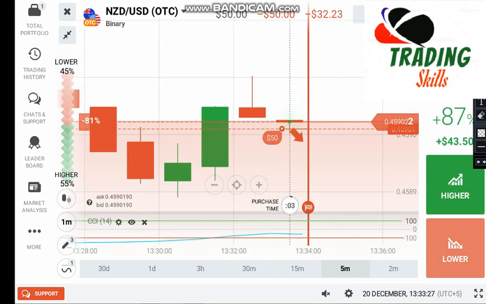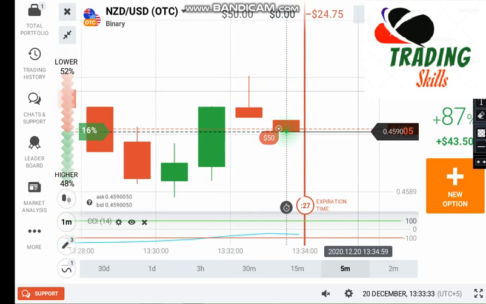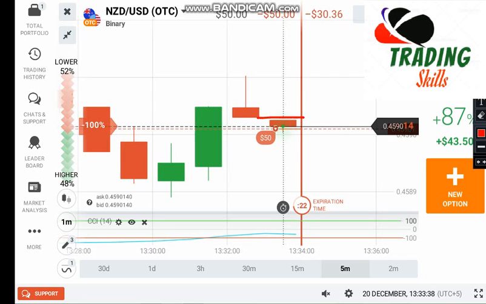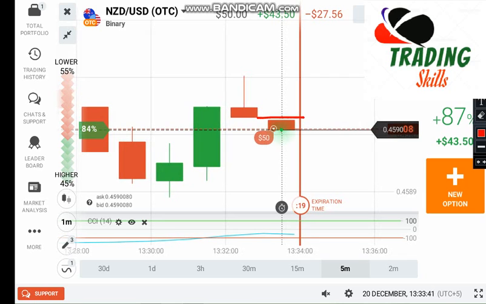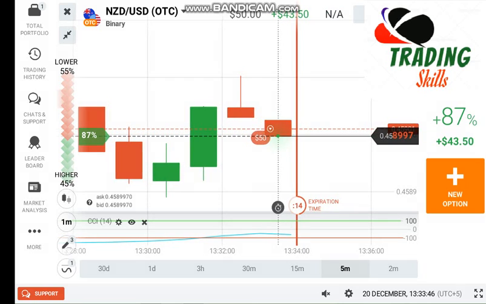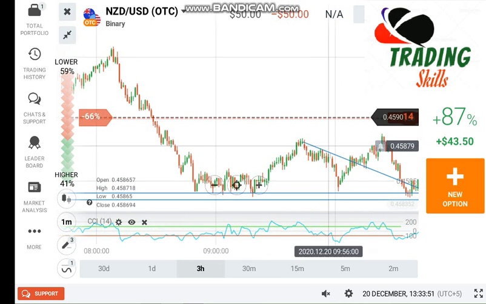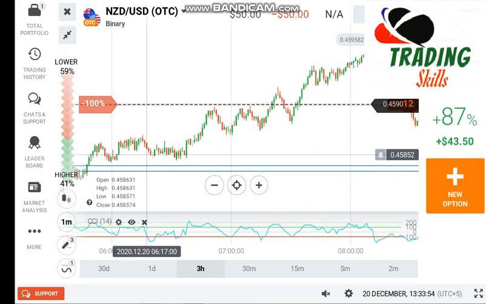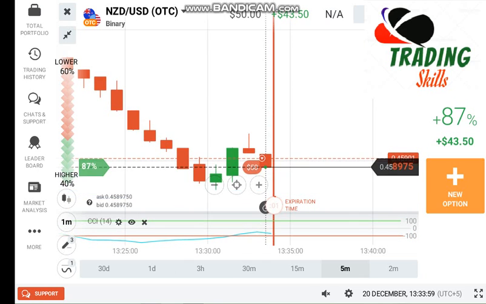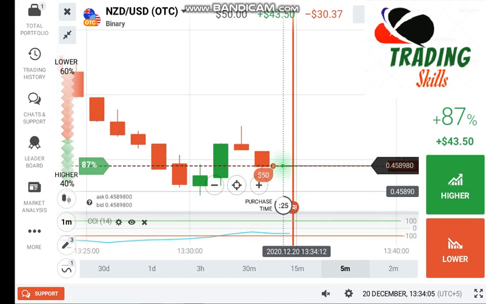I need to secure. Okay, no issues. I was trying to get a good entry point, but unfortunately I am late, so no issues. I will win this trade. Now, if I look at the left side, I am not seeing any level near this point, so I can easily go with the sellers again from this point. I took my trade and I won my first trade.